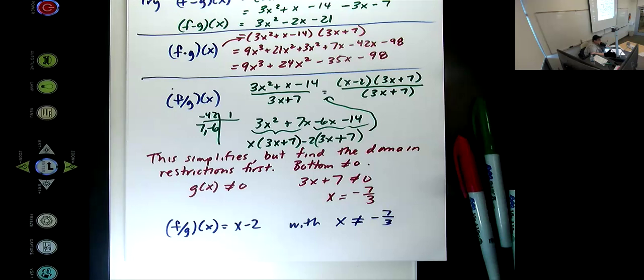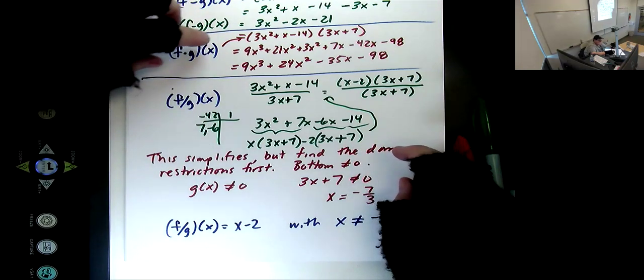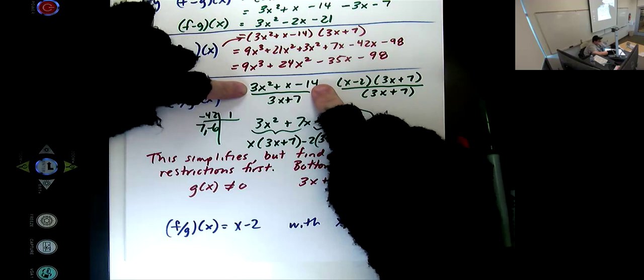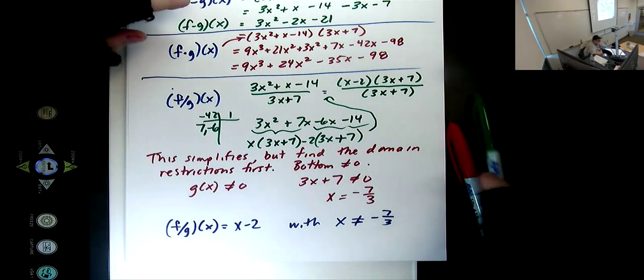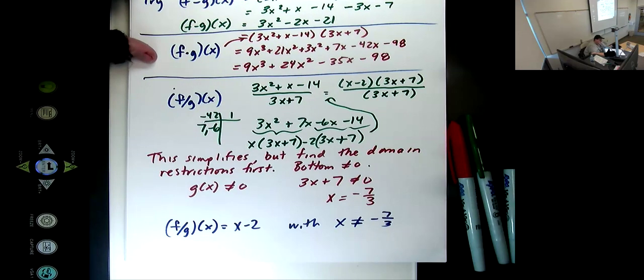Where'd you get the negative 42 from? Could we combine 3 times negative 14, a times c? That is negative 42, right? Yes. Okay.